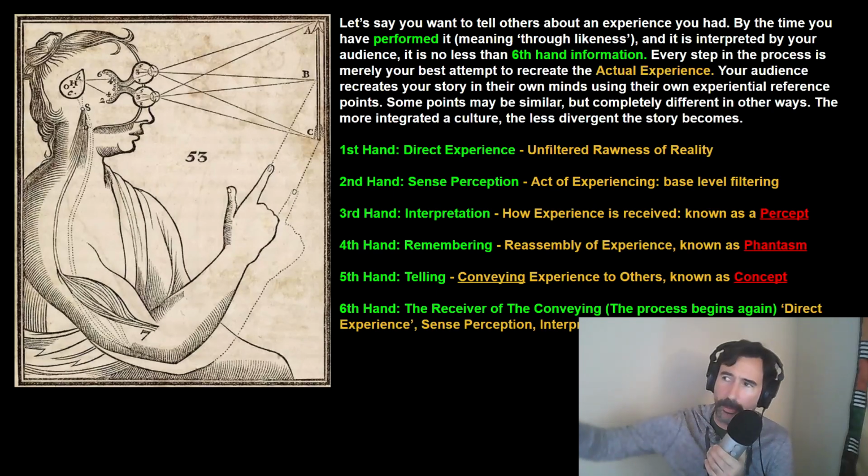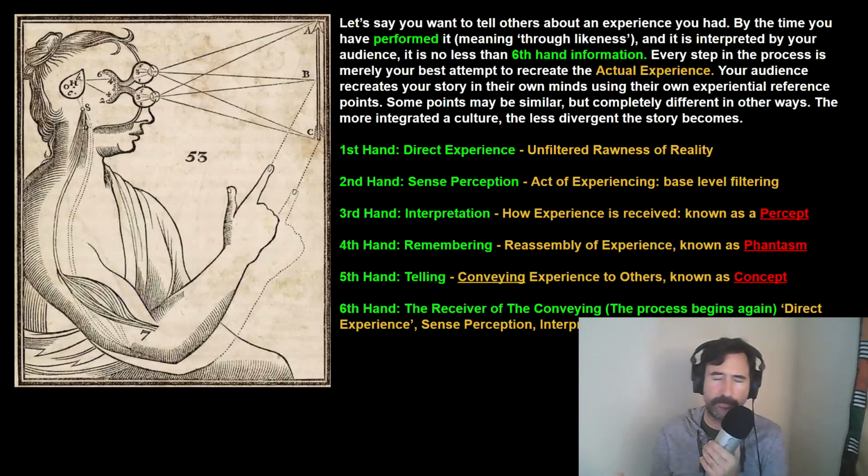Well, what was it like? What did you see? What did you hear? You're taking all these different parts, remembering, putting back together. So that's the fourth hand. And that's known as a phantasm, by the way. A phantasm is the imagining of something in its absence. So you're not having the experience anymore, but you're remembering a certain experience. That's a phantasm. The fifth hand is the telling. This is conveying your experience to other people. This is known as a concept.